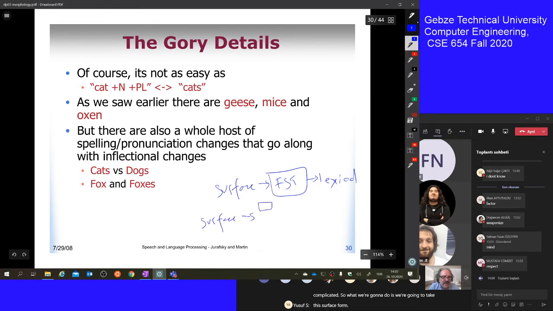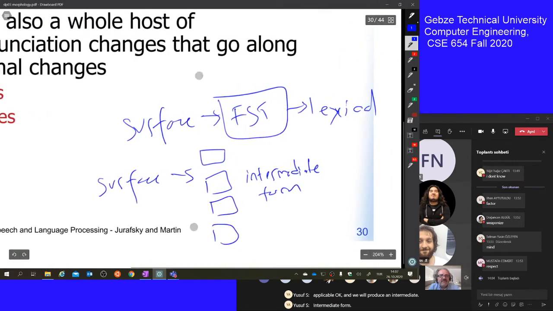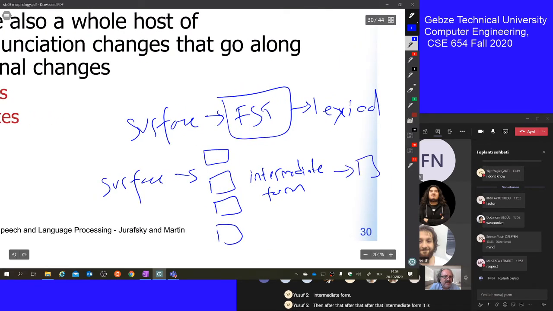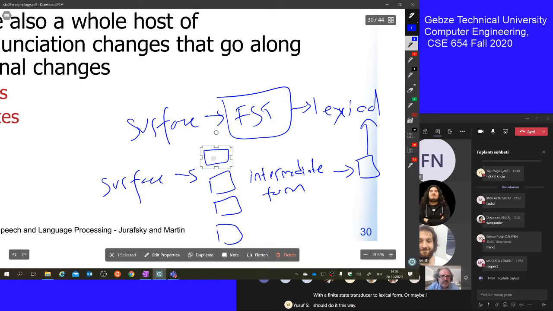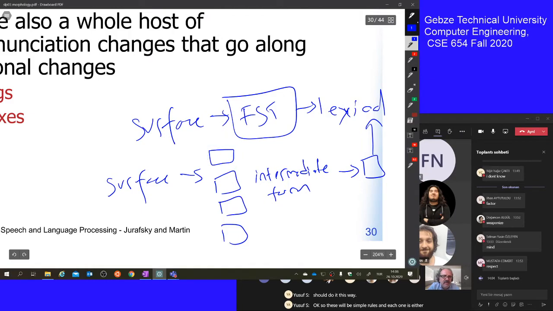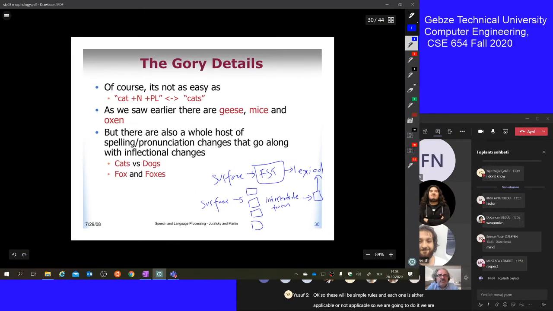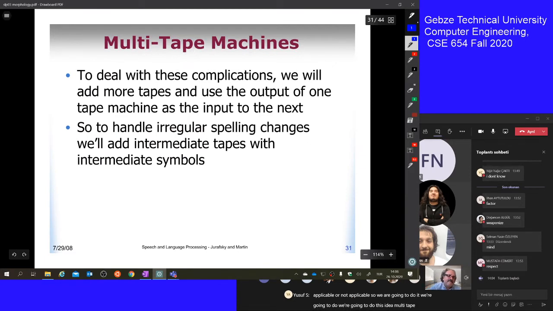So what we are going to do is take this surface form, and we will have many finite state transducers. Some of them are applicable, some of them are not applicable. And we will produce an intermediate form. After that intermediate form, it is easier to get with a finite state transducer to the lexical form. These will be simple rules, and each one is either applicable or not applicable. So we are going to use this idea, a multi-tape machine, to deal with these kind of complications.